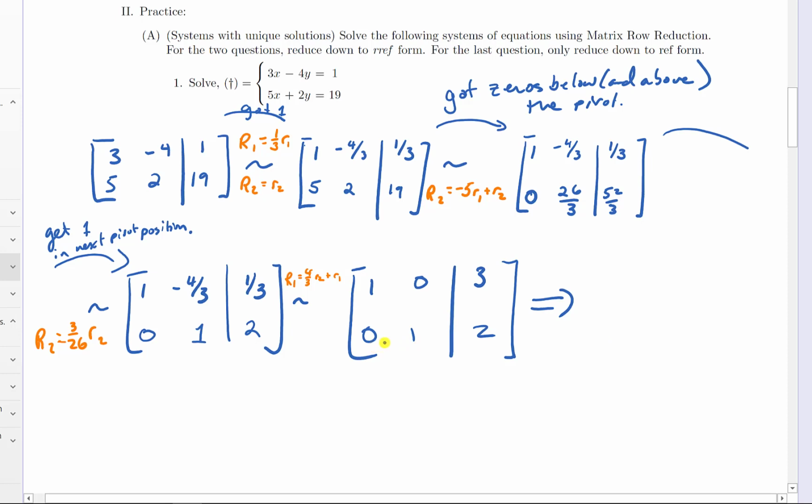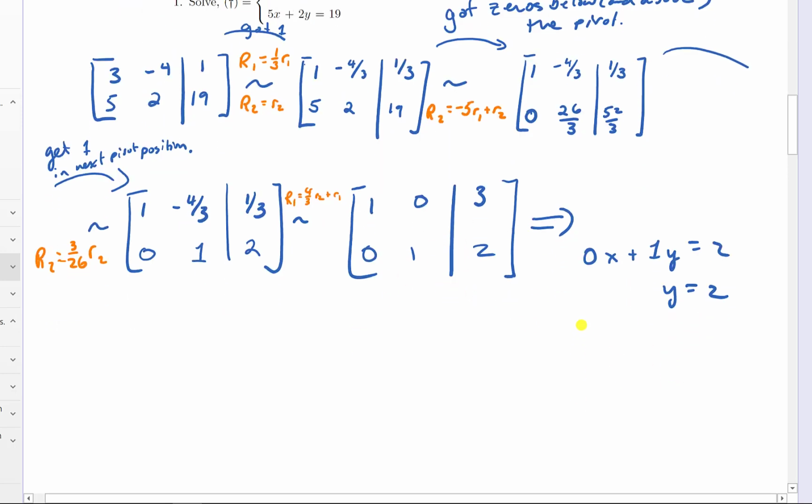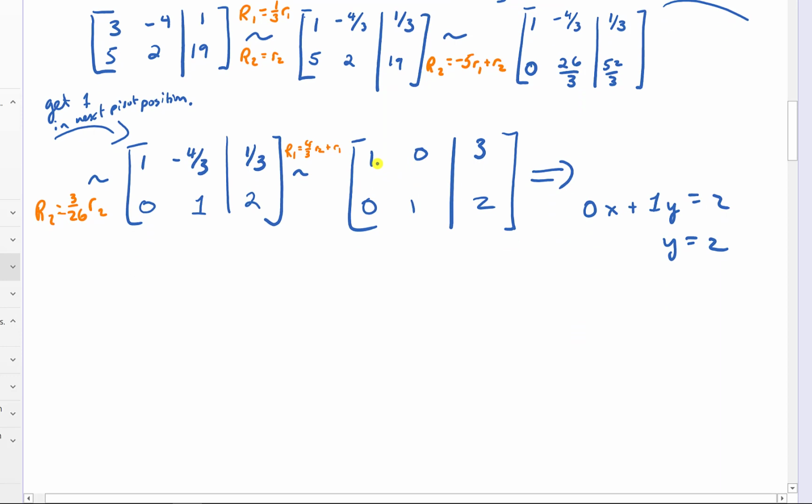This last one would be 0x plus 1y equals 2, or really, you can just read it this way as y equals 2. So I know that y equals 2 is the y coordinate of an ordered pair solution to this system. Likewise, we see this first row reads as x is equal to 3. So in fact, the solution is the ordered pair (3, 2). And that's how we can go ahead and give the solution to this system of equations.